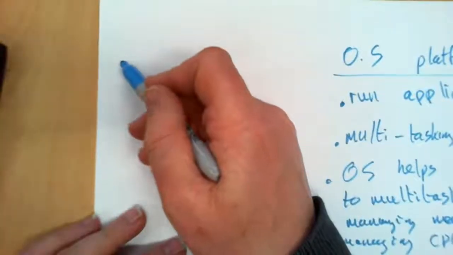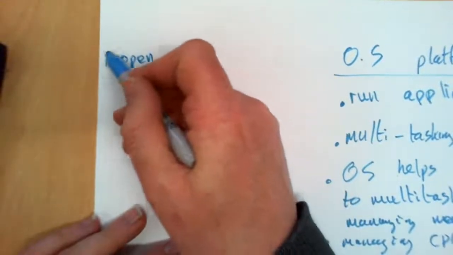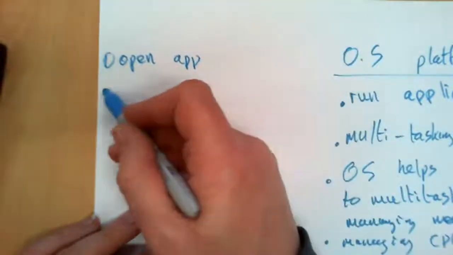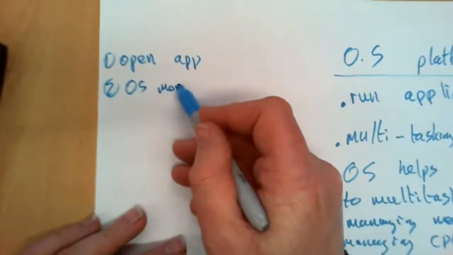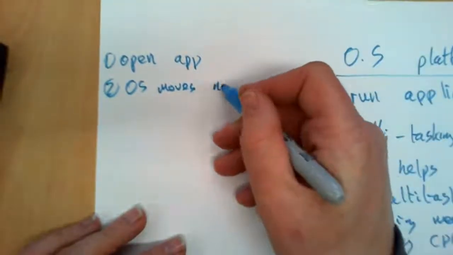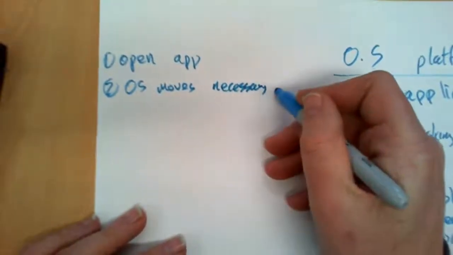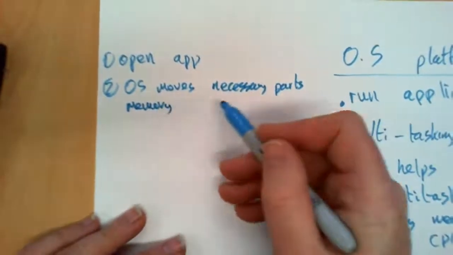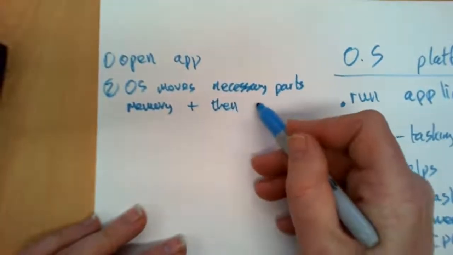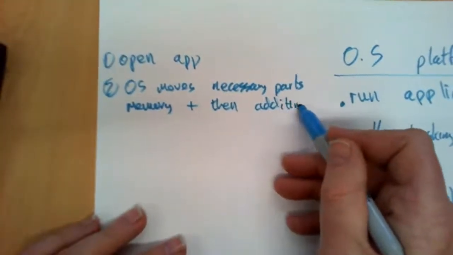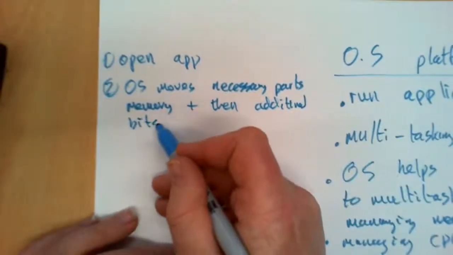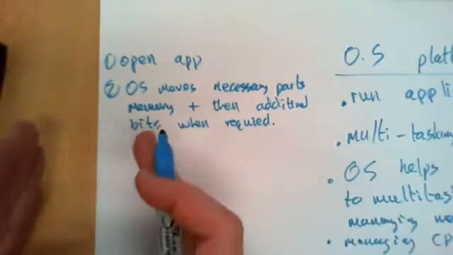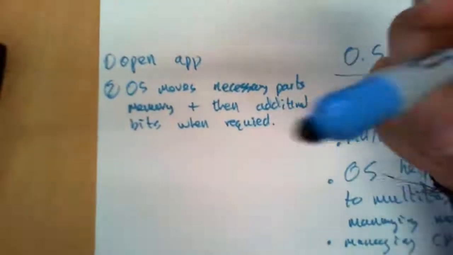Step one: when you open an application, the OS moves the necessary bits, for want of better words, to the memory. And then the additional bits when required. Now you might think, well, why does it not move the whole lot? Well, it doesn't make sense to move the whole lot because you have only a certain amount of memory.